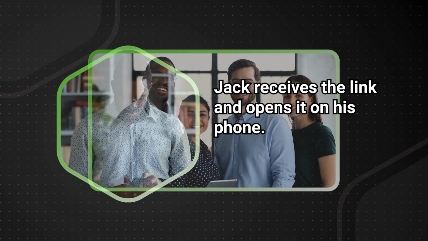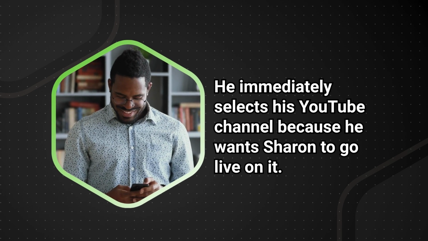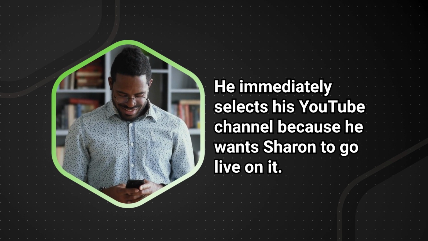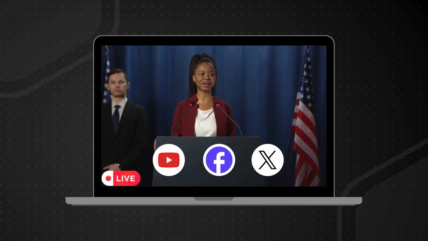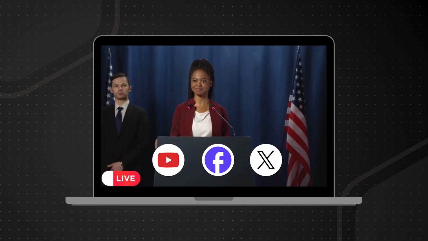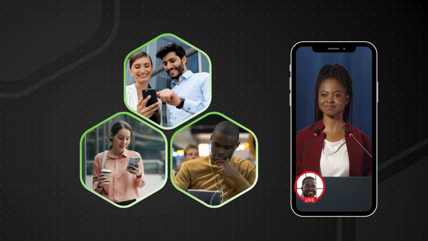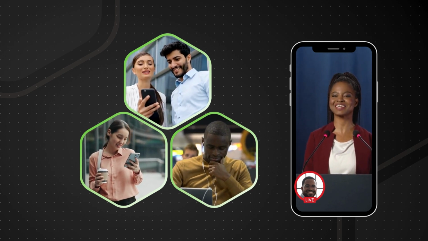Jack receives the link and opens it on his phone. He immediately selects his YouTube channel because he wants Sharon to go live on it. On the day of Sharon's speech, she'll simultaneously go live on her socials and Jack's YouTube channel. Jack's subscribers will receive a notification that he's live on YouTube and will watch Sharon's speech.